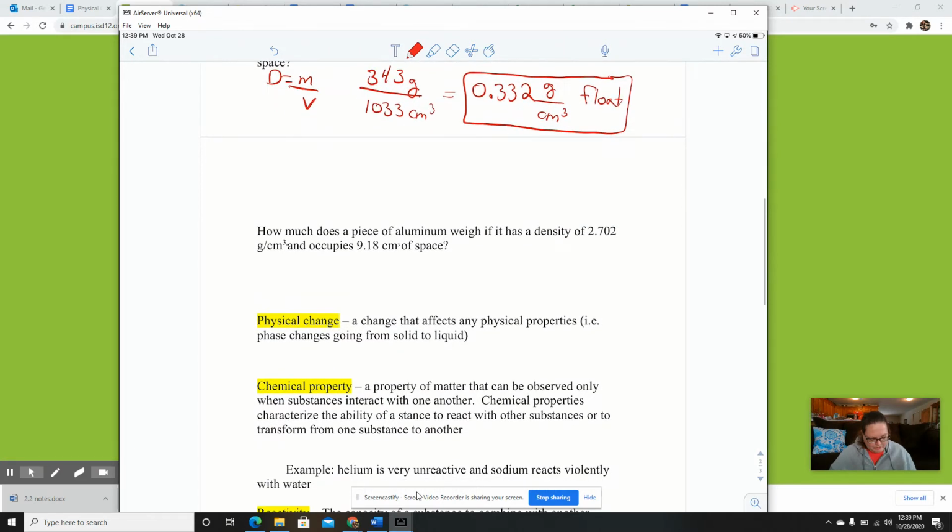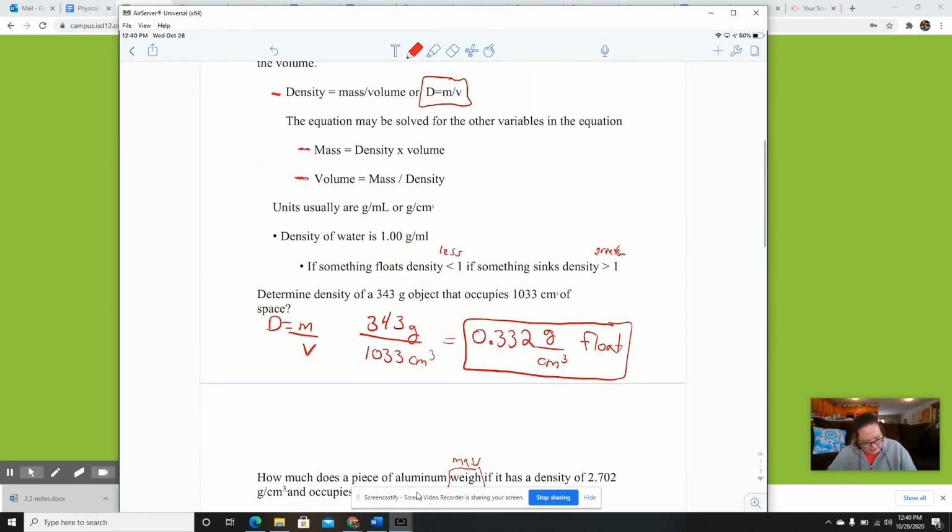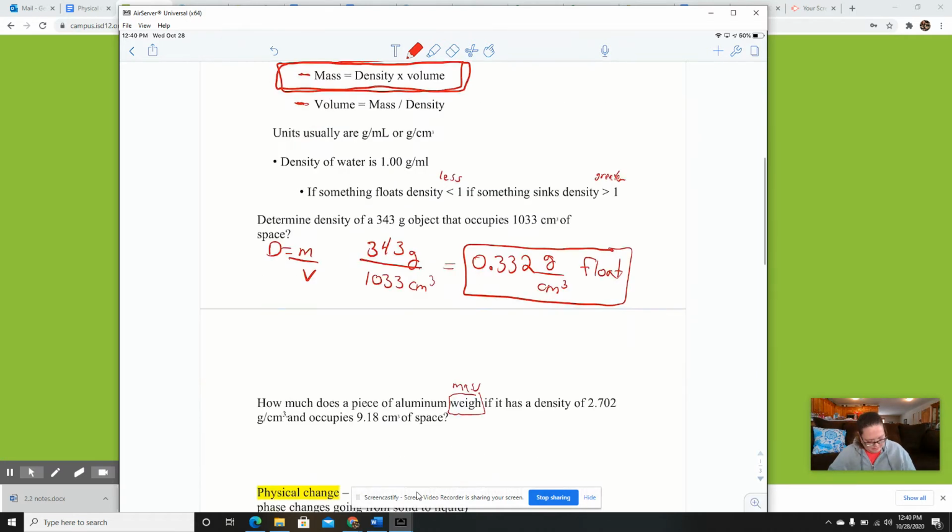Next one, how much does a piece of aluminum weigh if it has a density of 2.702 grams per centimeter cubed and occupies 9.18 centimeter cubed of space? So this question here is asking for how much it weighs. So we're going to look at mass. So I'm going to go back up to my formulas here, and it's looking for mass. So this is the formula that I am going to use. So I'm going to take density times volume.